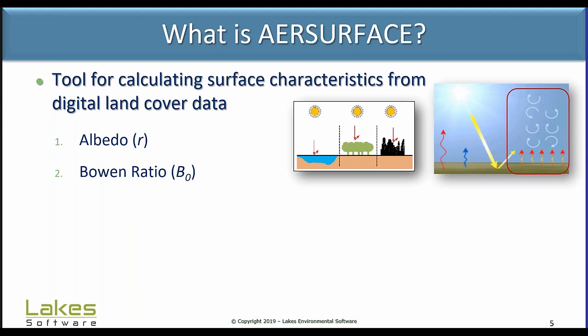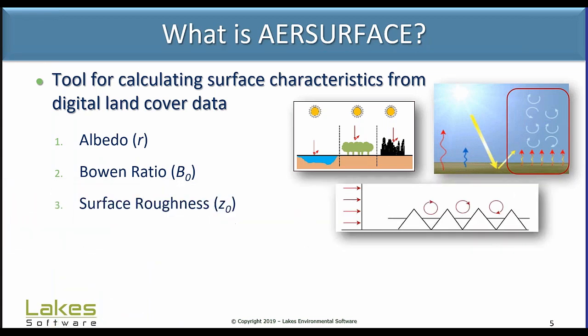Next is the Bowen ratio, which is a measure of dryness in the planetary boundary layer, again, a function of land use category. And both albedo and Bowen ratio are very integral to AERMOD's calculations of convective turbulence within the planetary boundary layer. The third surface characteristic is surface roughness, and that's a mechanical turbulence feature based on the average height of a blocking object that can deter the wind.